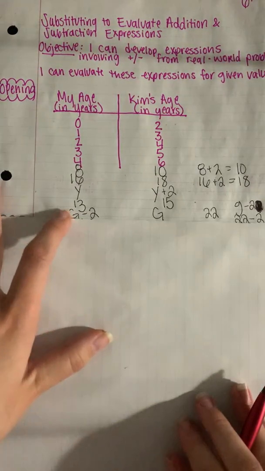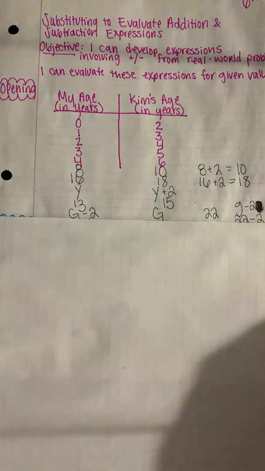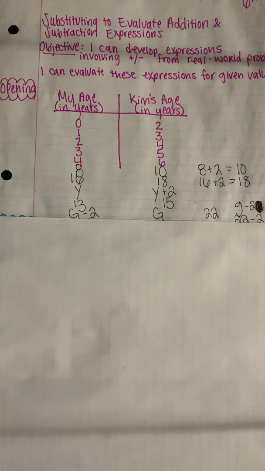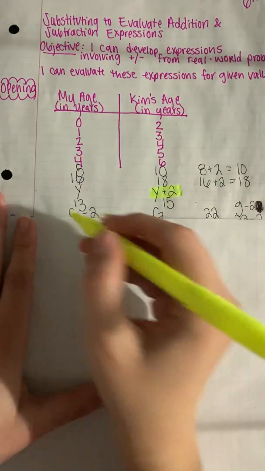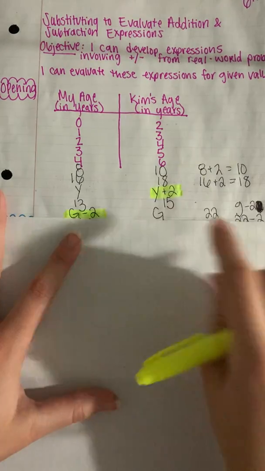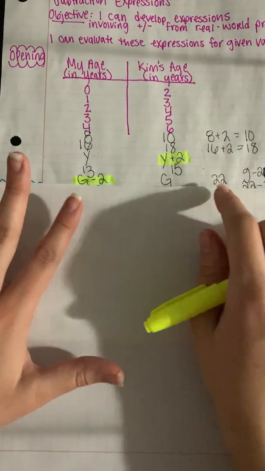And so we could use our expressions here to figure out at any age. When I'm 100, when she's 80, we could figure out how old the other one would be.